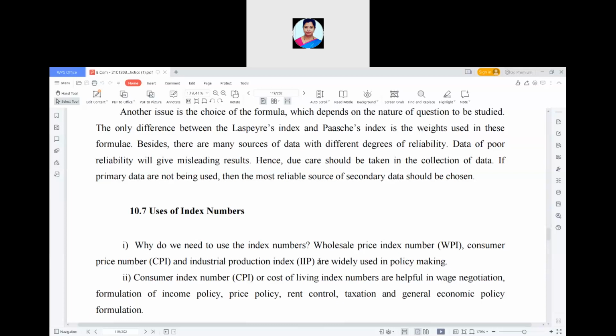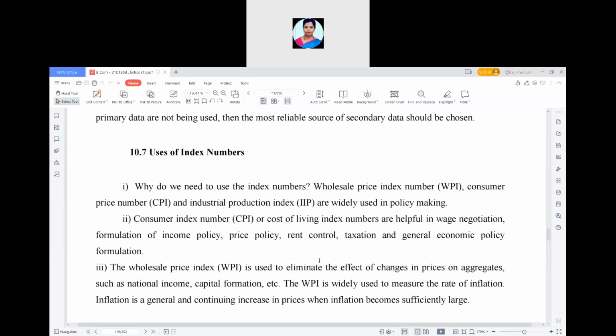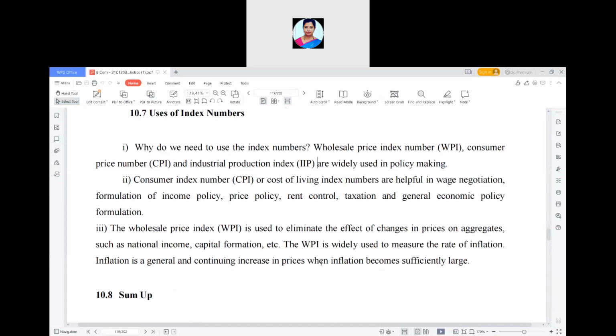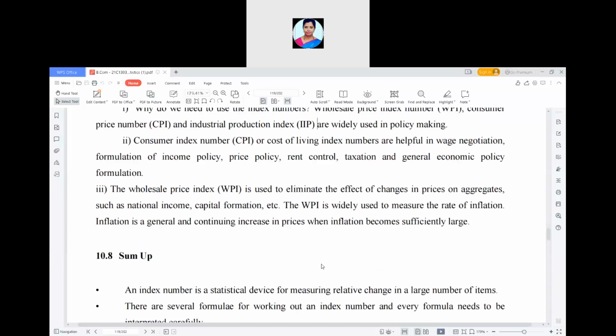There are many fields like these. Likewise, we have the wholesale price index. The wholesale price index is used to eliminate the effect of changes in prices on aggregates such as national income and capital formation. The WPI is widely used to measure the rate of inflation. Inflation is a general, continuing increase in prices.